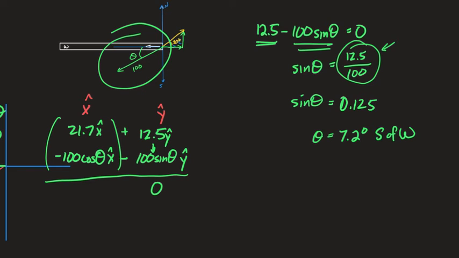Now, we're not quite done. You're supposed to get the ground speed of the plane. That is the resultant velocity of the plane. And that part's just taking the 21.7, this one, subtracting the 100 cosine 7.2 degrees.